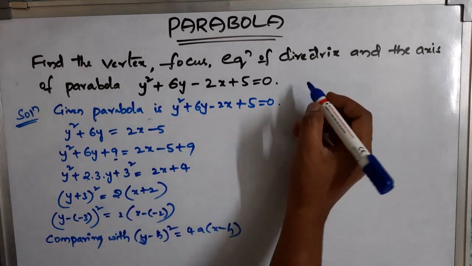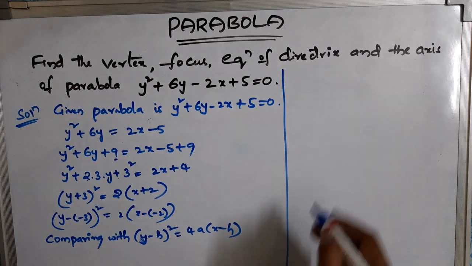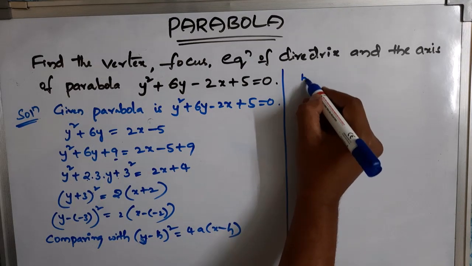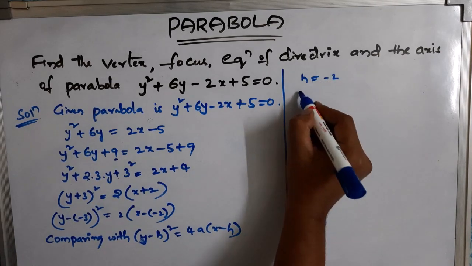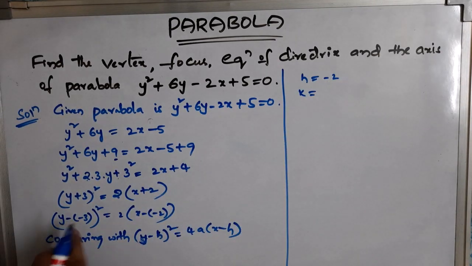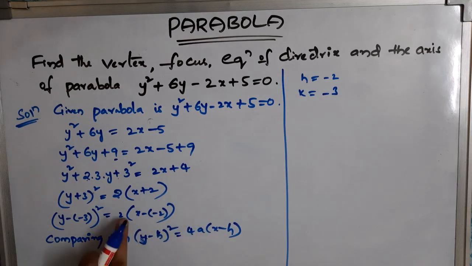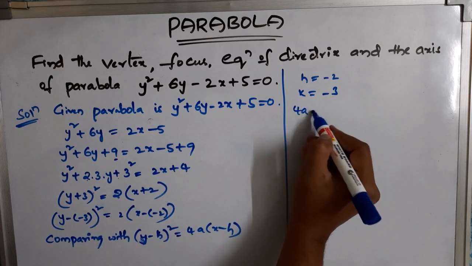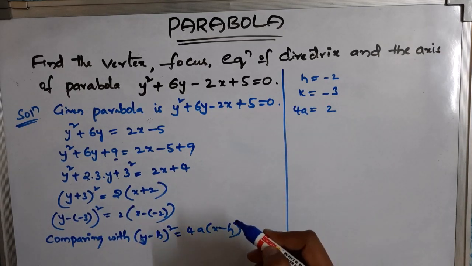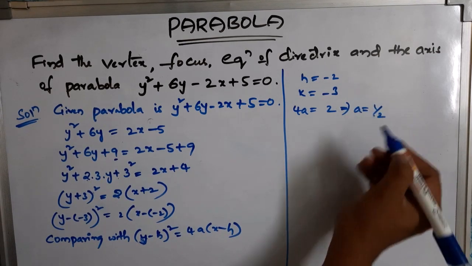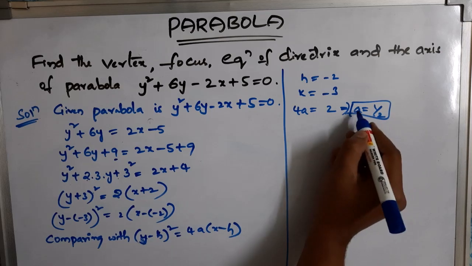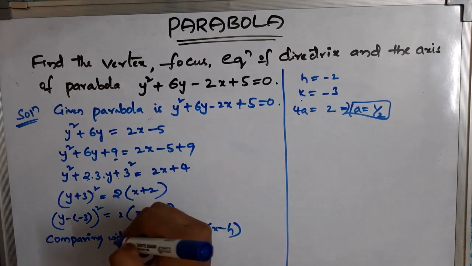So what do you get here? H value is minus 2. What is the value of k? You will get k as minus 3. Okay. And what is the value of 4a? 4a is equal to 2. Then the value of a is equal to 1 by 2. We get a, h, k.